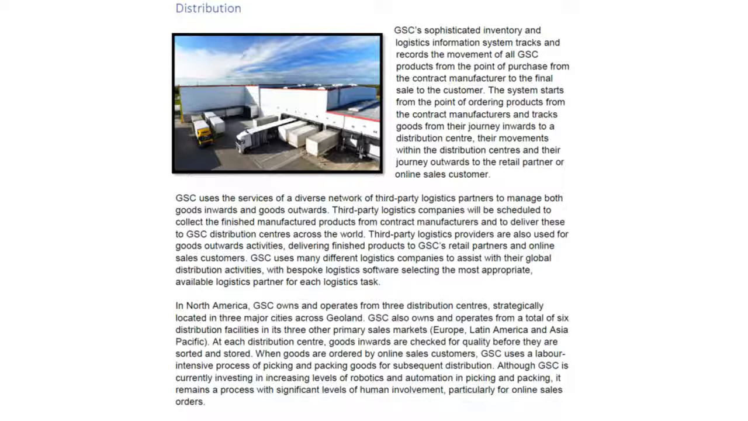GSC seems quite heavily reliant on their efficient systems. IT security must be a key concern. As well as outsourcing manufacturing, they also outsource logistics to a number of partners. GSC makes use of distribution centres, 9 in total, to gather goods and then ship them out to the customers and retail partners.